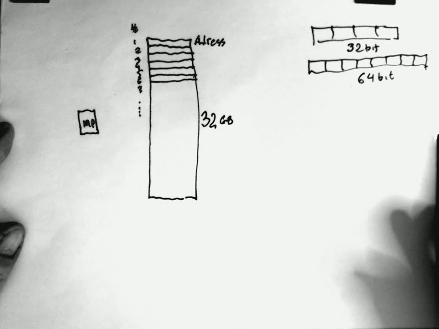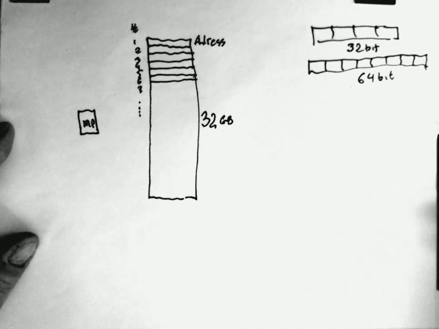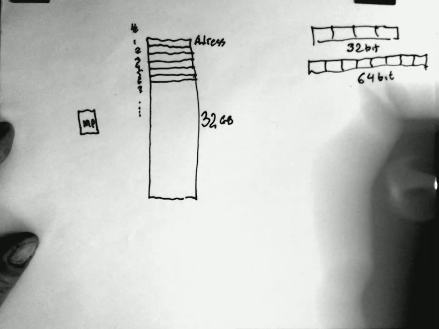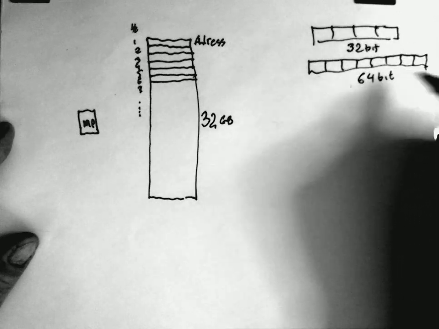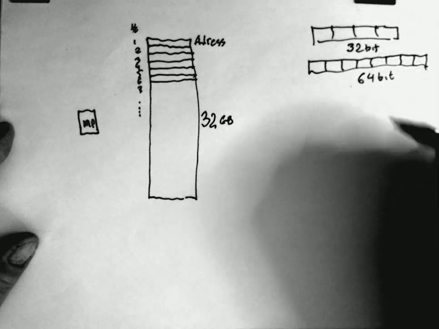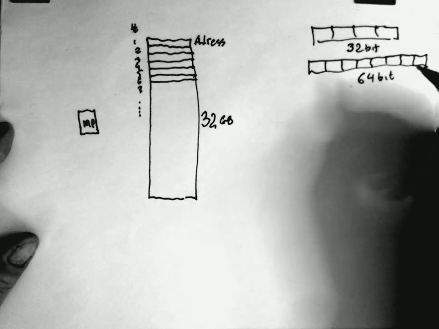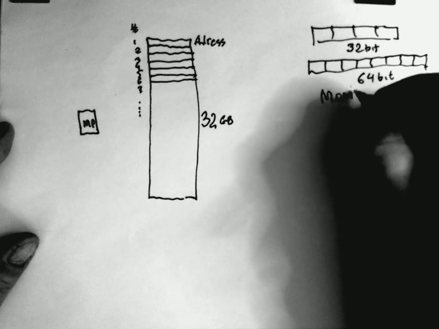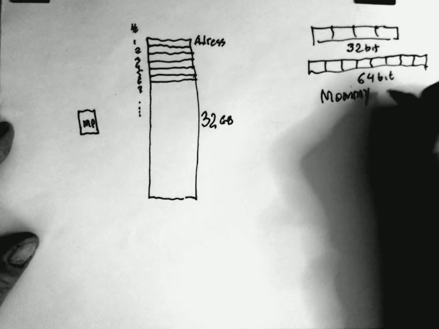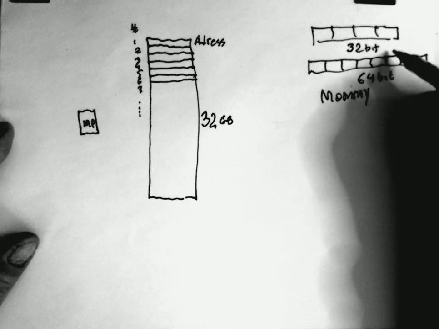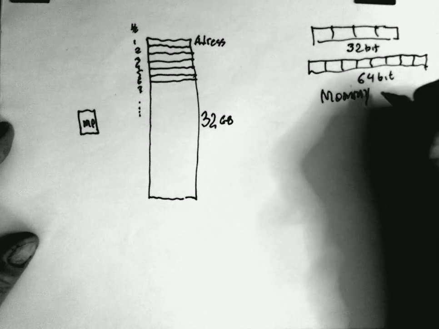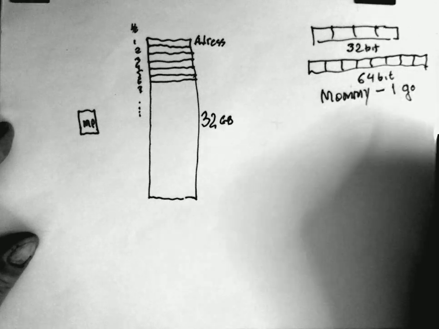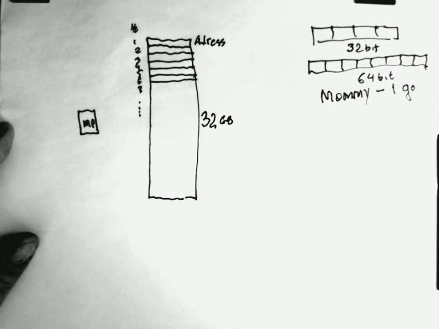What can the microprocessor put in this cell? We know that we can put alphanumeric information here. For 64-bit, we can put 8 letters. For example, mommy, that is 5, and 3 more: dash, I, go.